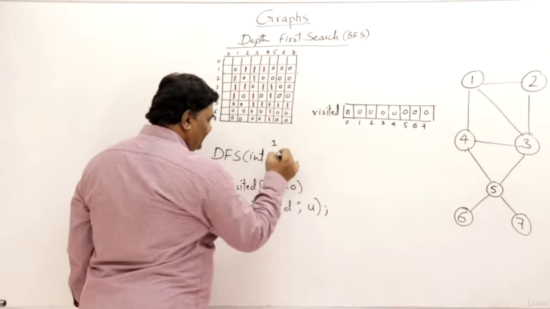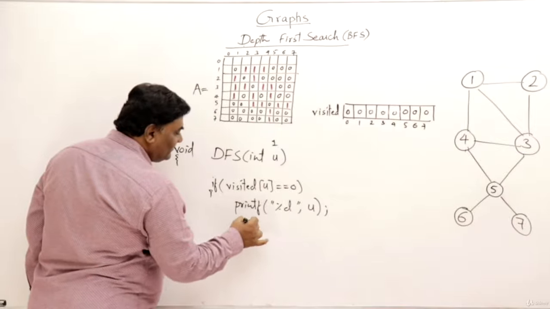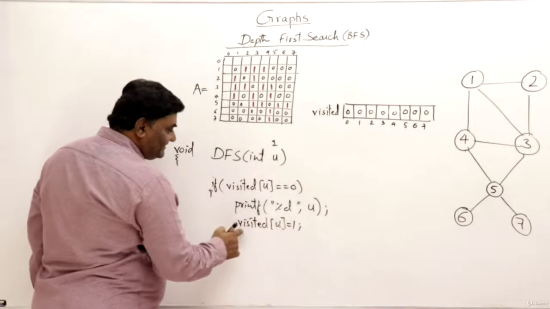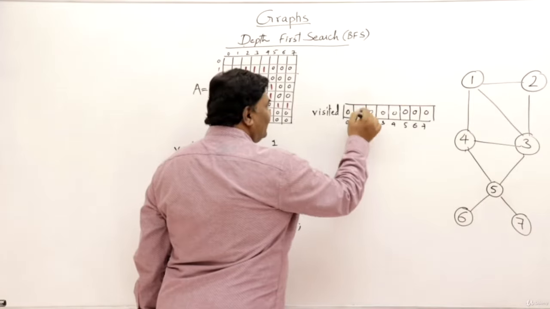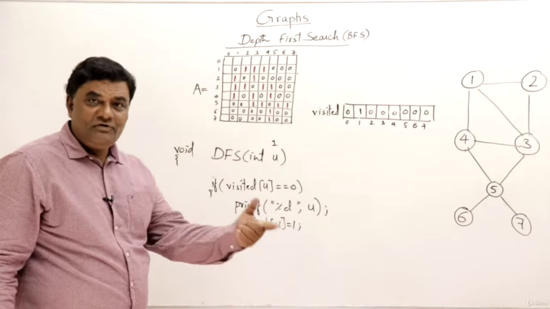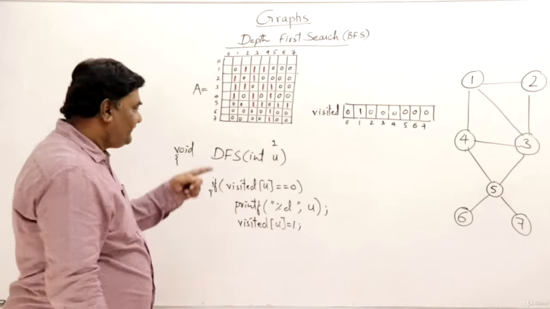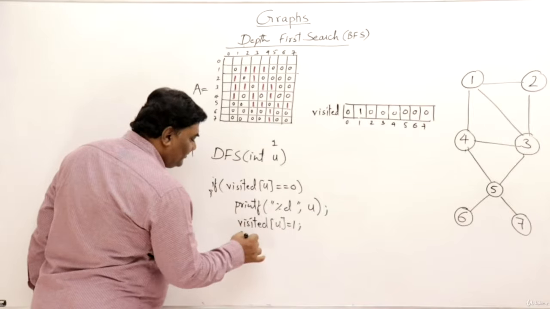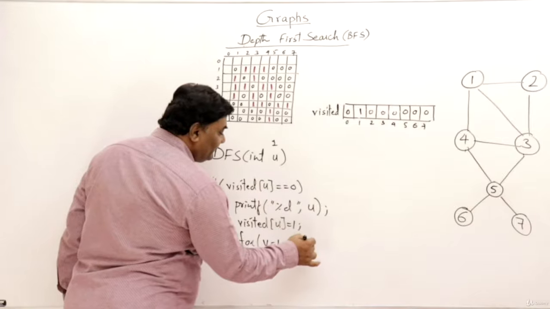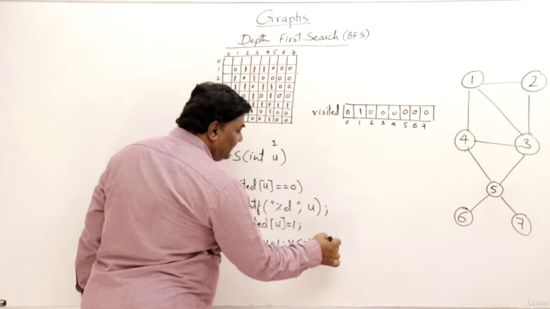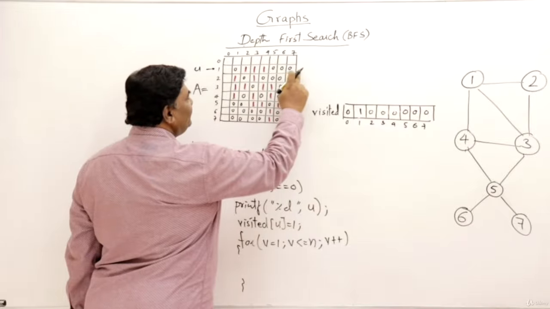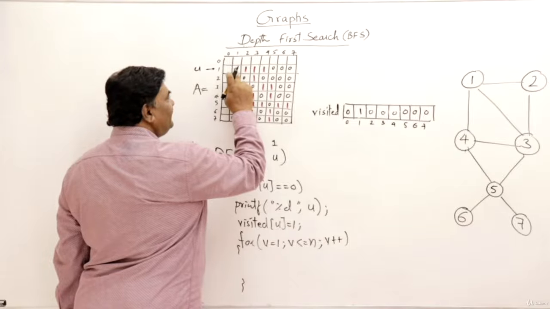Then mark it as visited. Assume that this is 1. Mark it as visited. Visited of u is 1. So mark this as 1. This is visited. Then start exploring it recursively. For that I need a for loop. For v assign 1, v is less than or equal to n, n is the number of vertices, v plus plus. Then this for loop will go through all the elements in this first row, and for every element we should check whether it is 0 or 1.